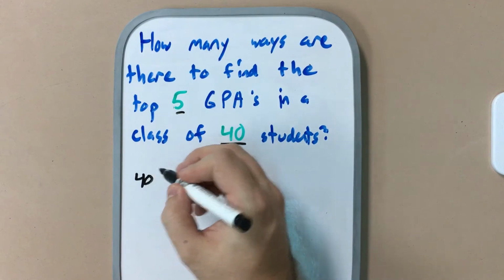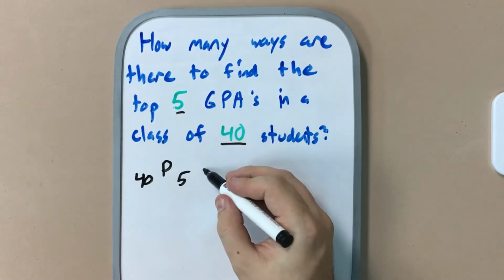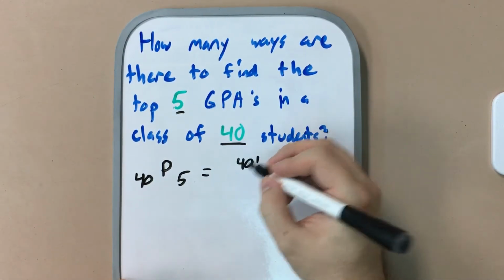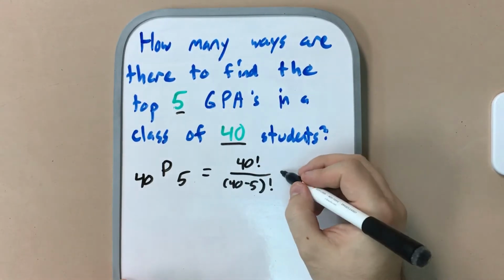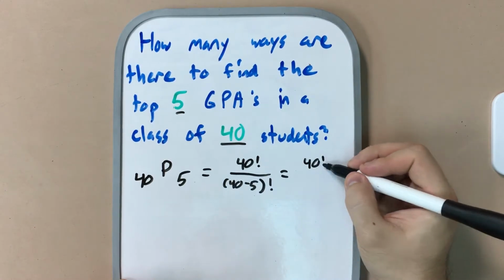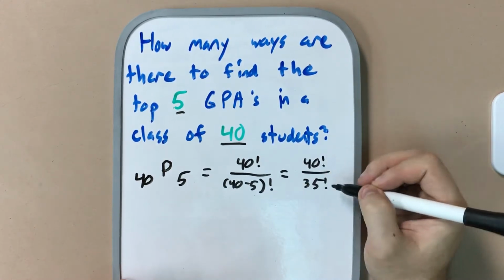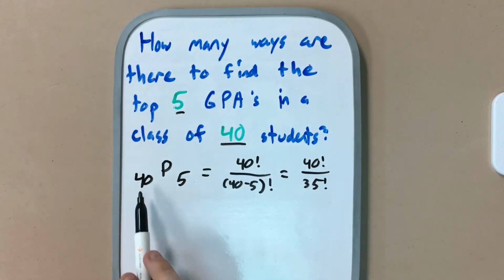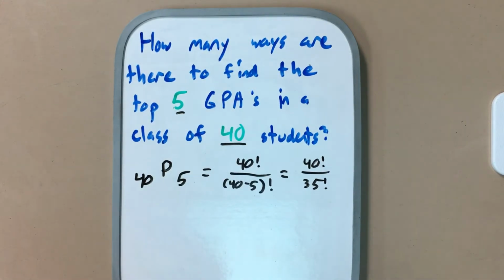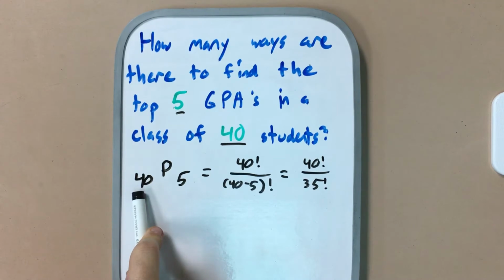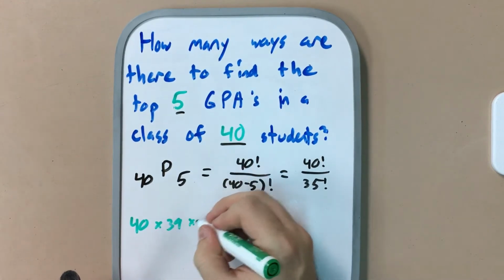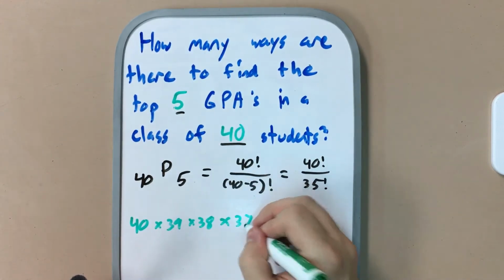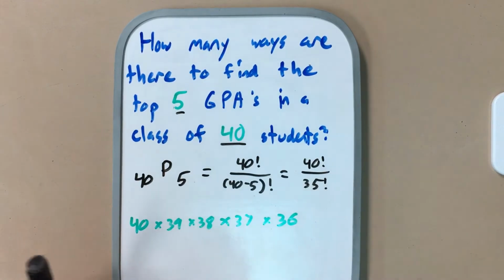So this is 40 pick 5. So I start my formula by writing 40 factorial over 40 minus 5 all factorial, and this gets me 40 factorial over 35 factorial, which probably doesn't really help you. So let's use the memory trick, the memory trick of we're taking 40 factorial but just writing the first 5 numbers of it. So this would be 40 times 39 times 38 times 37 times 36.